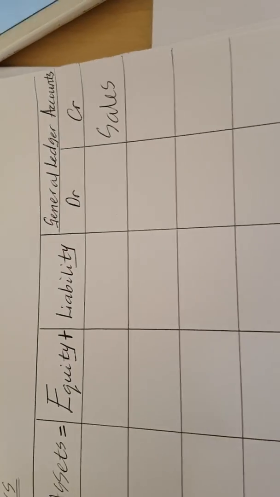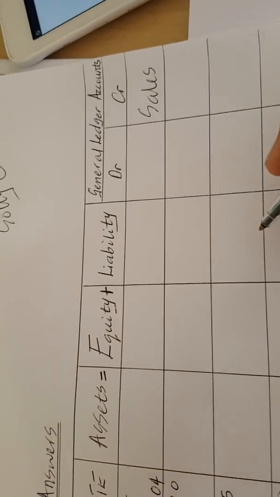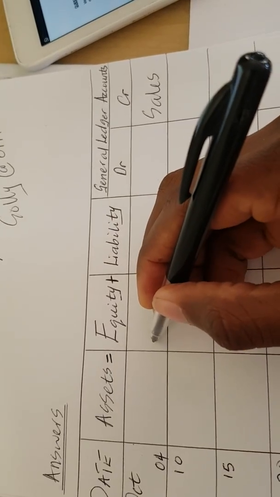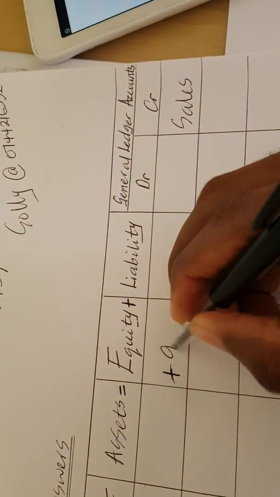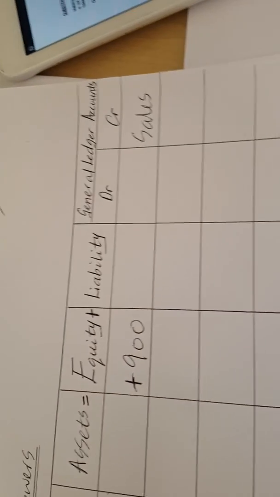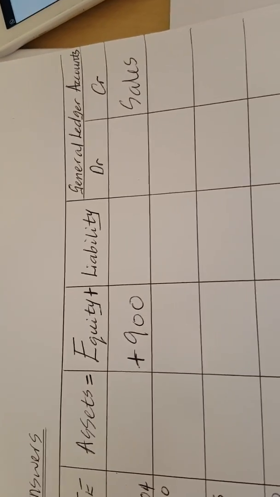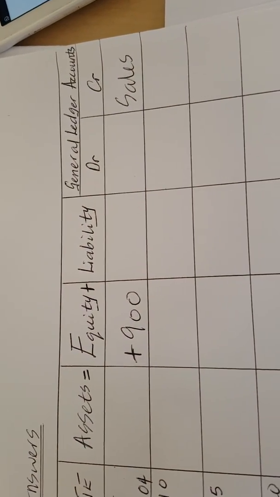Why did I credit the sales? Because sales affects equity positively. So by how much? They said by 900. So it means when they render a service of 900, equity will increase by 900. So remember to show the plus sign.